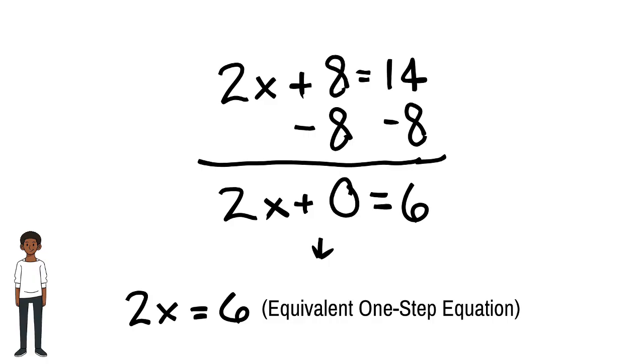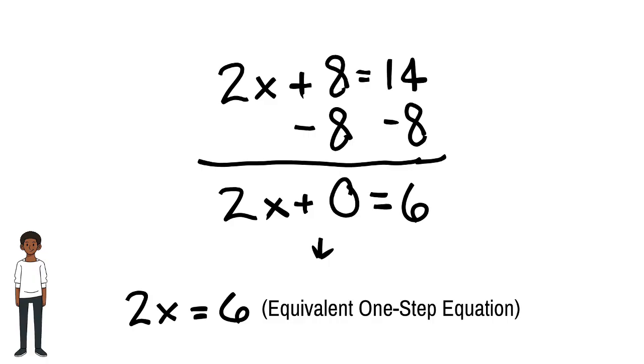What is the opposite of adding 8? Subtracting 8. Write minus 8 directly under the plus 8 on the left. And to keep things fair, write minus 8 directly under the 14 on the right. Now add down in vertical columns. 2x plus nothing is 2x. Positive 8 and negative 8 cancel out to 0. On the right, 14 minus 8 equals 6.